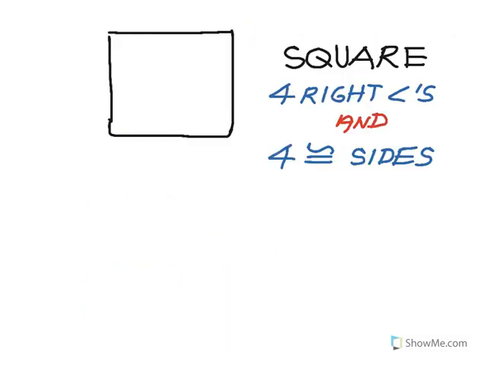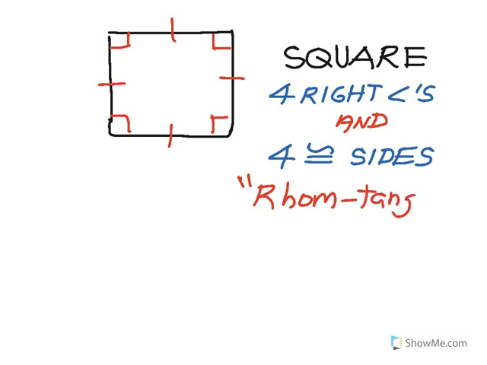Okay, the third special parallelogram is a square. And a square is a merger of a rectangle and a rhombus. It has both properties. First of all, like the rectangle, the square has 4 right angles. And like the rhombus, the square has 4 congruent sides. So we can kind of think of a square as a rhombtangle. Okay, it has the attributes of both the rectangle and the rhombus.